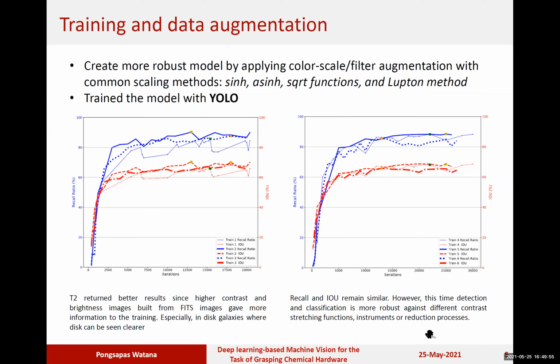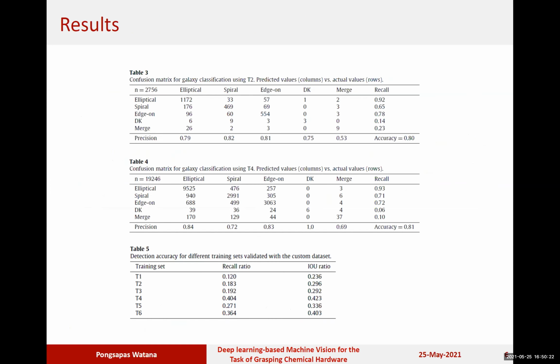And for the remaining 3 training sets, T4, T5, and T6, they claim that recall and intersection over union scores remain similar. However, the model is more robust: it's less fuzzy, more linear, more stable. And the average accuracy of their implemented model was about 0.8.